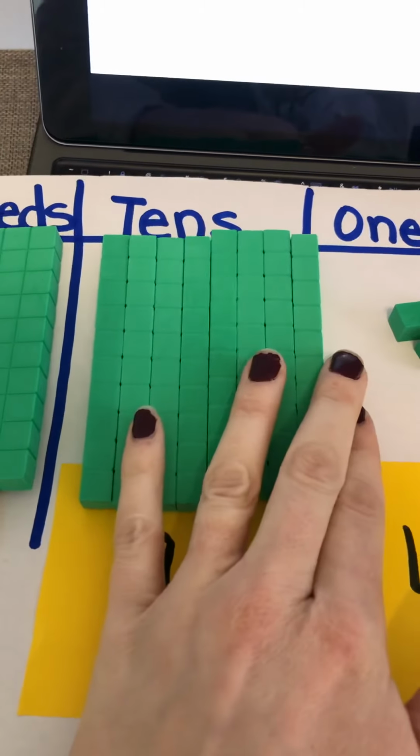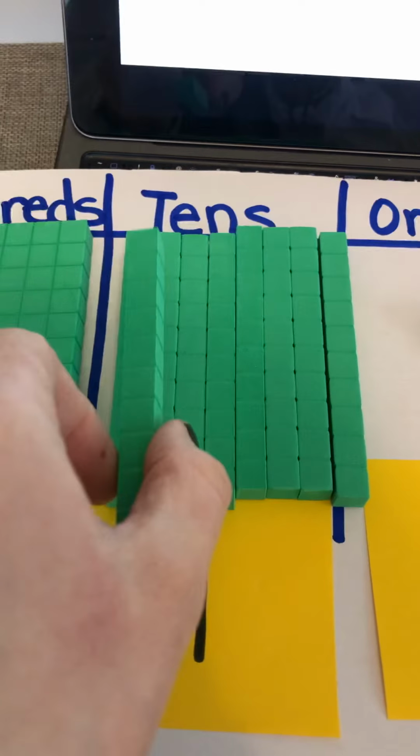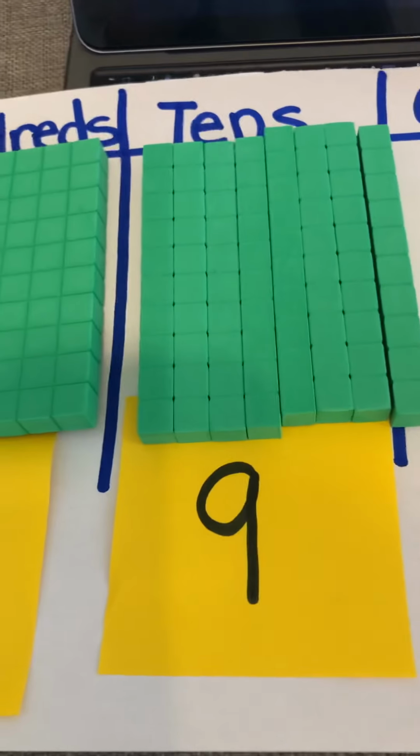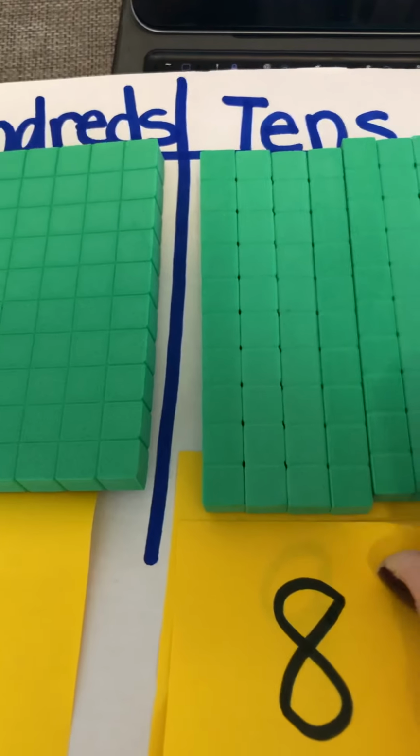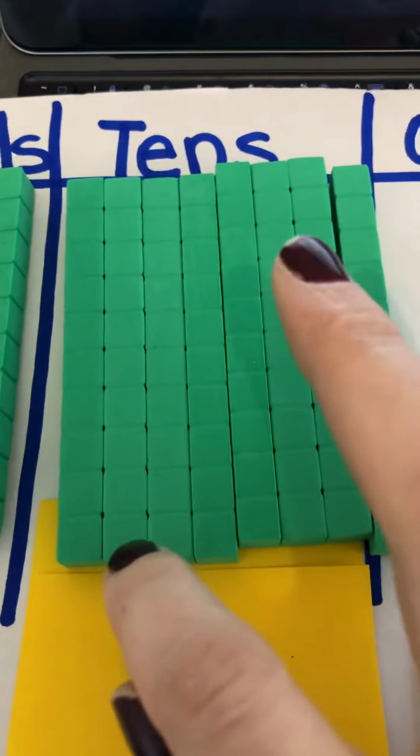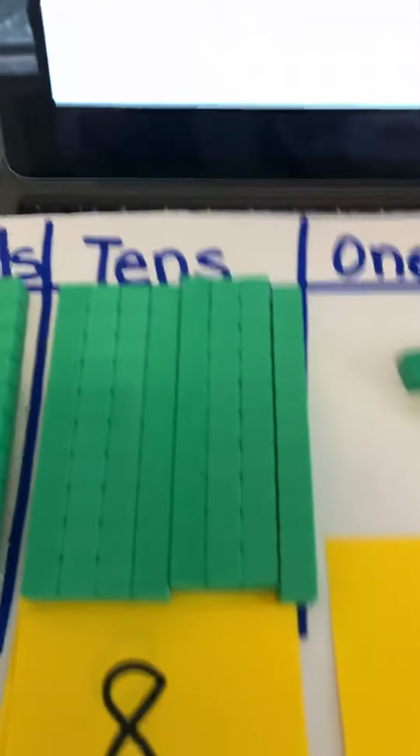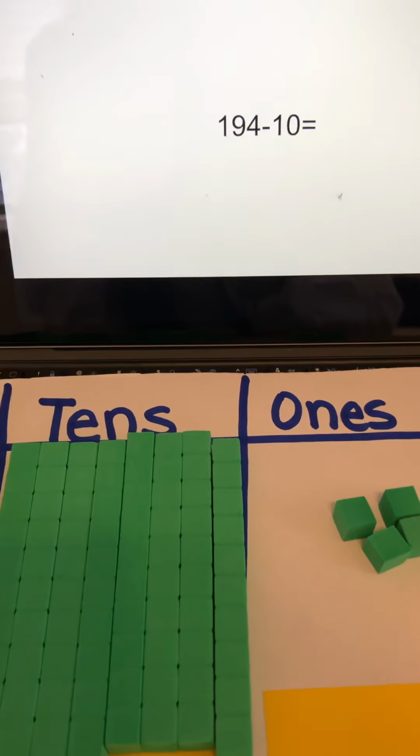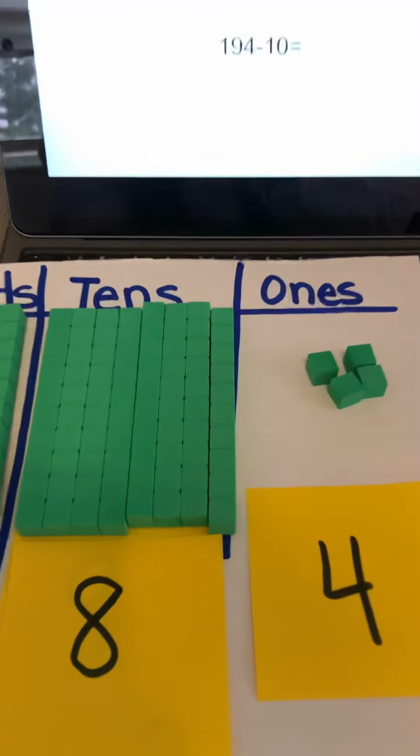How many tens are we left with now? I had 9. I'm taking 1 away. How many tens do we have now? I heard a lot of you say 8. Let's see. 1, 2, 3, 4, 5, 6, 7, 8. Very good. So 194 minus 10 equals 184.